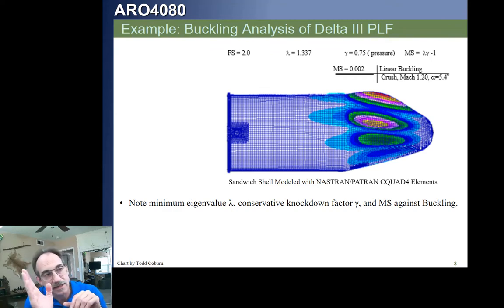You can notice the cylindrical portion is not critical. One of the reasons for that is the pressure there was quite a bit lower. It's not that it's more stable. It's that the pressures were lower, and therefore for the design pressures, which are much higher on the cone because of the shape, that's where we get the failure, or the closest to failure in this particular case.